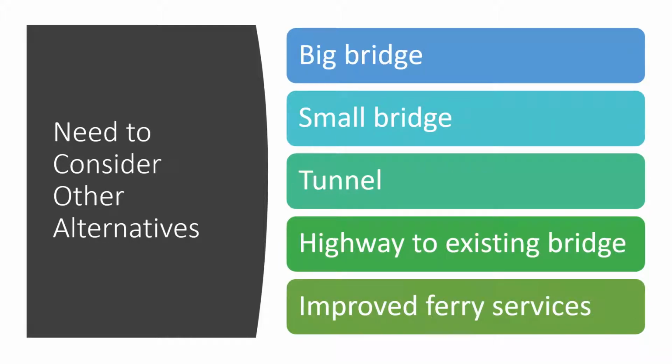And you might need to consider other alternatives, like the size of the bridge. You want a big bridge, a small bridge, a tunnel, a highway. Maybe there's an existing bridge down the road. You could run a highway there. Or maybe you just need an improved ferry service. So you may want to look at what is the preferred alternative by looking at multiple alternatives. So those are the two things: the cost of money, or the time value of money, and looking at alternatives, that make that sort of naive approach of just adding up the costs, adding up the benefits, and leaving it at that.